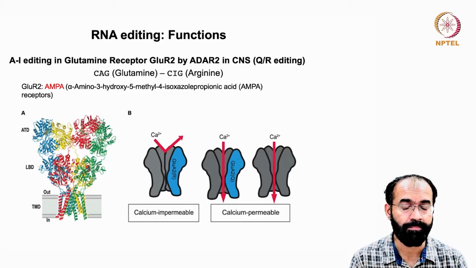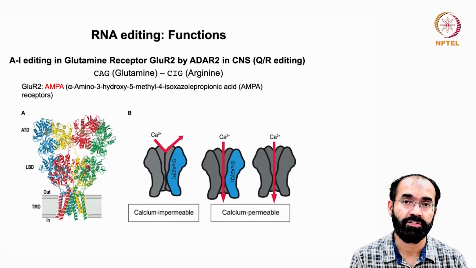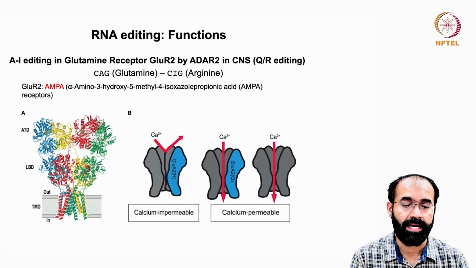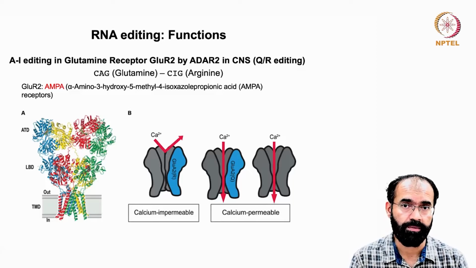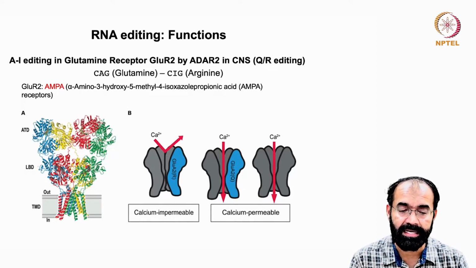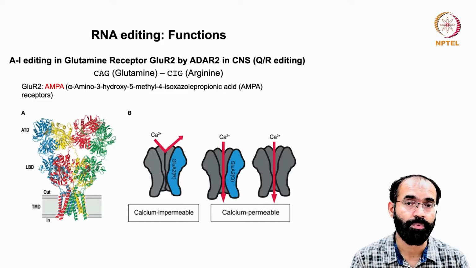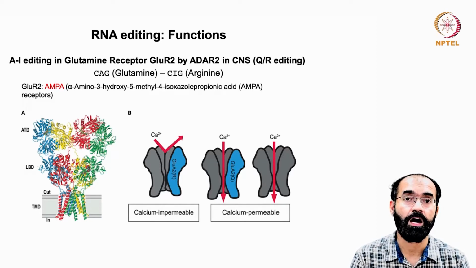So you want sodium, but you don't want calcium. Sodium is welcome, and you don't want calcium along with sodium. So you are controlling the size of the hole of this channel. That is what you should understand, that the editing is very important for the functioning of a neurotransmitter receptor. Now let us see how important it is.